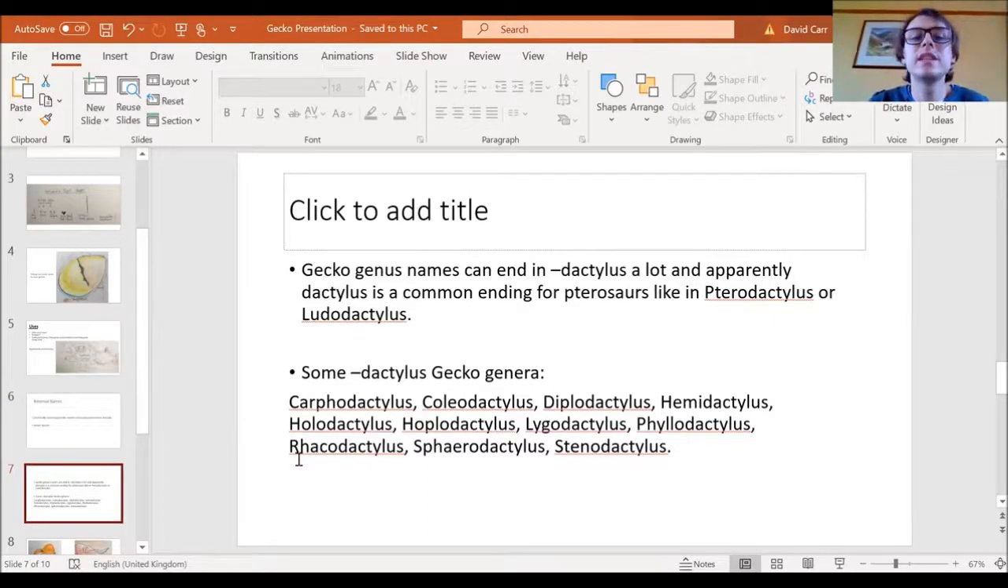So gecko genus names, I've noticed, end in dactylus a lot, and apparently dactylus is a common ending for pterosaurs, like Pterodactylus or Ludodactylus. Yes, that's interesting. And I have some dactylus gecko genera listed here. I'm not sure if my pronunciation will be right for all of them.